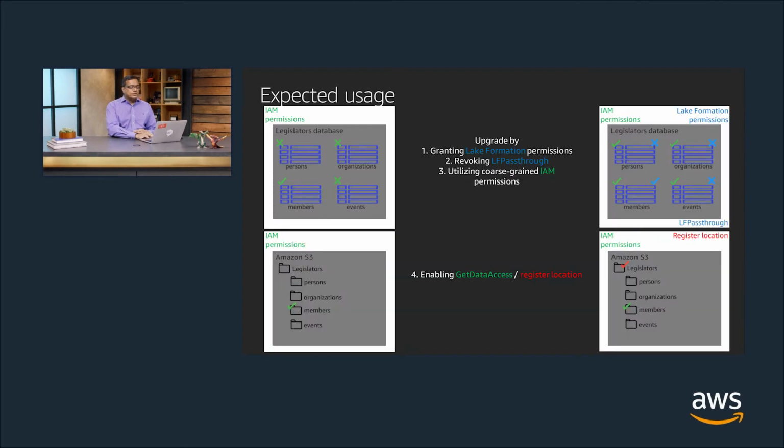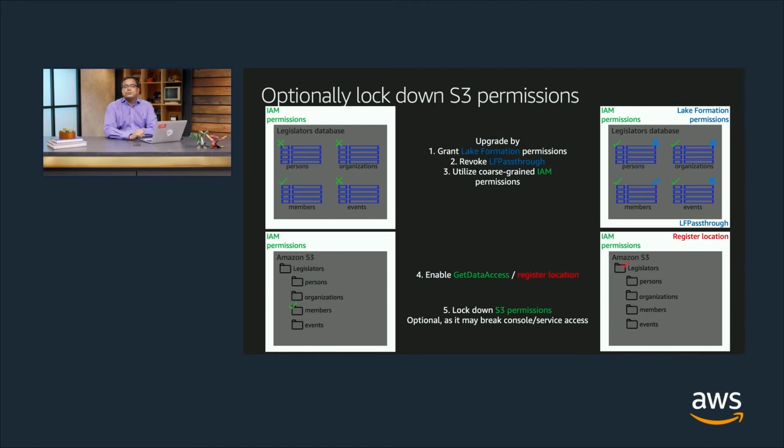So the expected usage is that you upgrade to use Lake Formation permissions first by granting Lake Formation permissions, revoking the Lake Formation pass-through permission, and utilizing coarse-grained IAM permissions. Then you give each of your users the data access permission and register the location. And finally, you can optionally lock down S3 permissions. We say optionally here because some users have the use case where they want to access S3 via either the console or API access. So you need to make the decision on an individual user-by-user basis. But for the majority of your users, it should be possible to lock down S3 permissions so they're only accessing the underlying data using Lake Formation's temporary credentials.